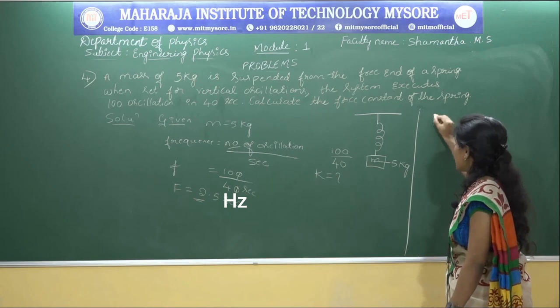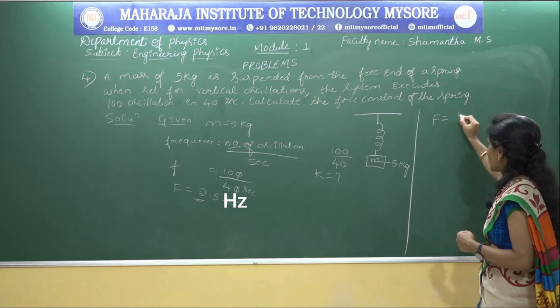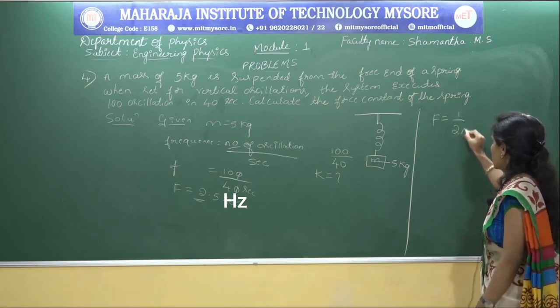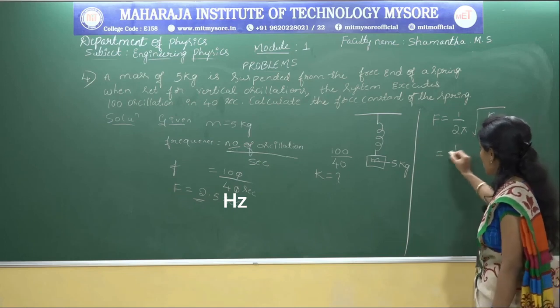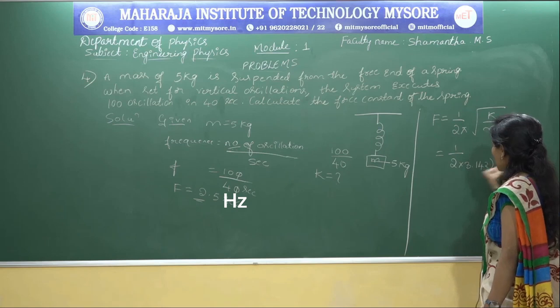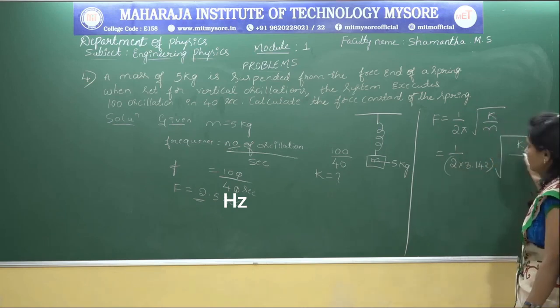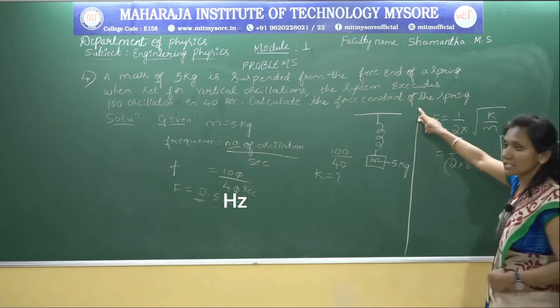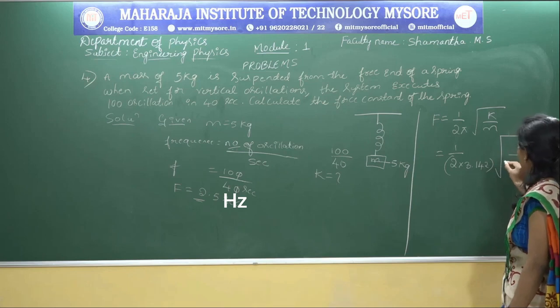So, what is the frequency and spring constant formula? That is F is equal to 1 by 2 pi root of K by M. Okay. So, now substitute 2 into 3.142 into, K value we do not know, we have to calculate the force constant of the spring. What is the M value? 5 kg.